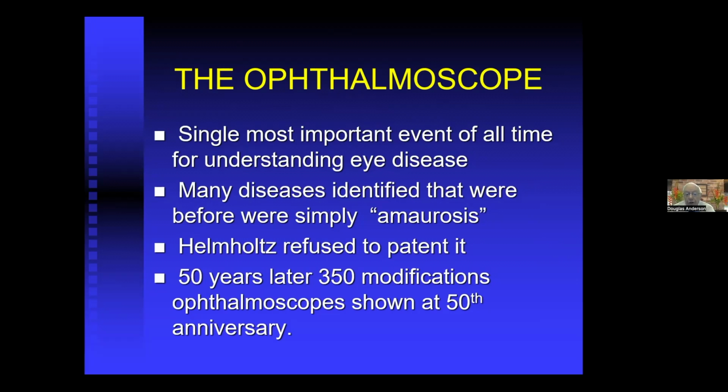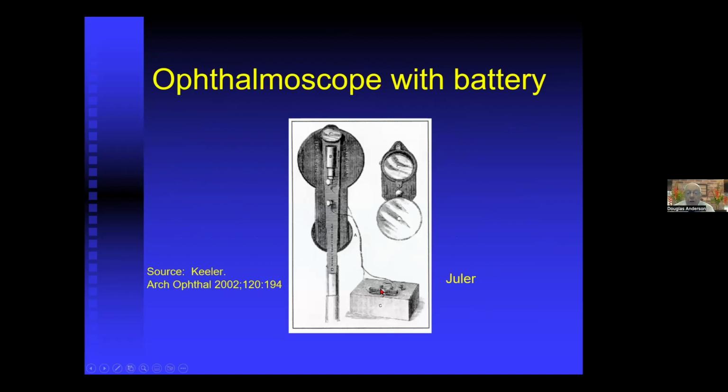He was satisfied to make ophthalmoscopes and sell them to the local people, but he didn't want to patent it and prevent other people from doing so as well. Over the next 50 years, there were at least 350 modifications to the ophthalmoscope described, and they were shown at a meeting held celebrating the 50th year after the invention.